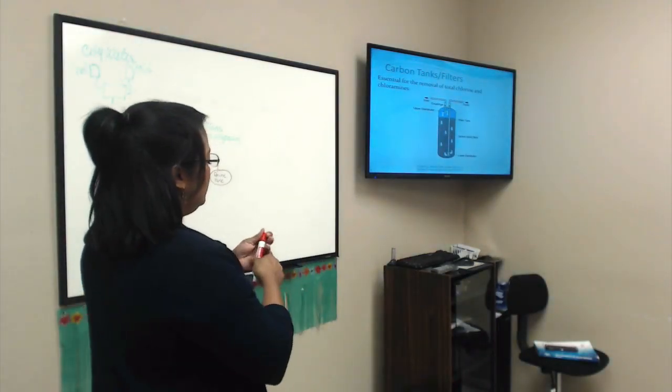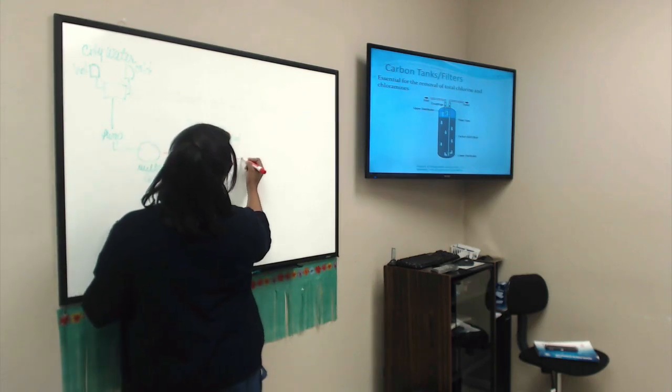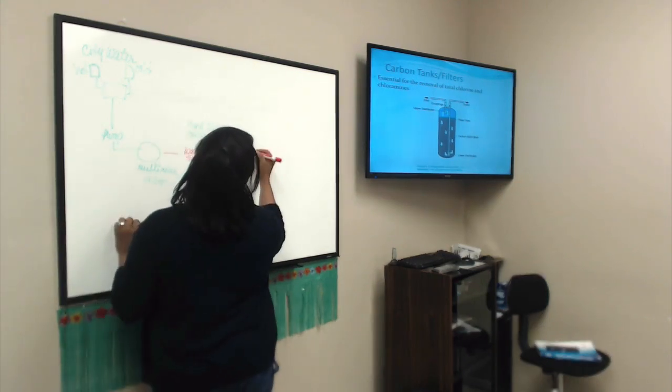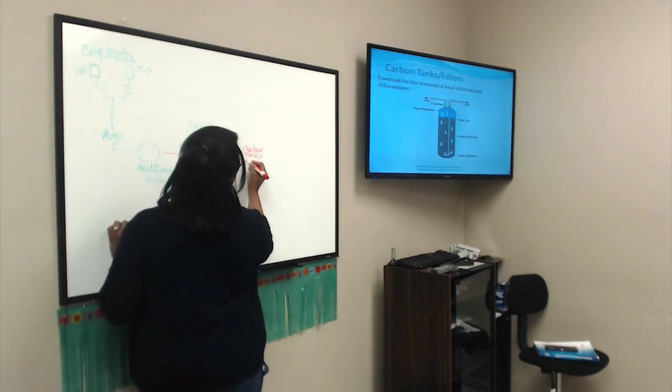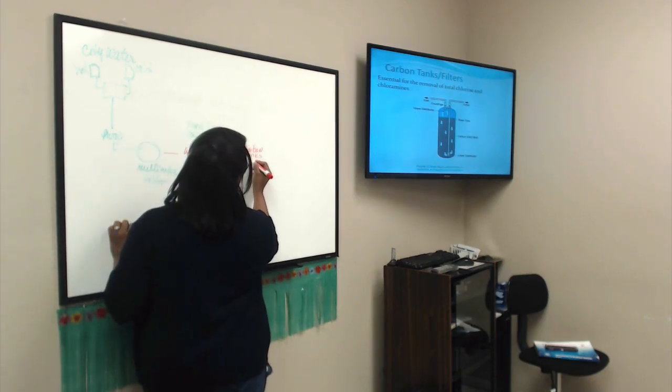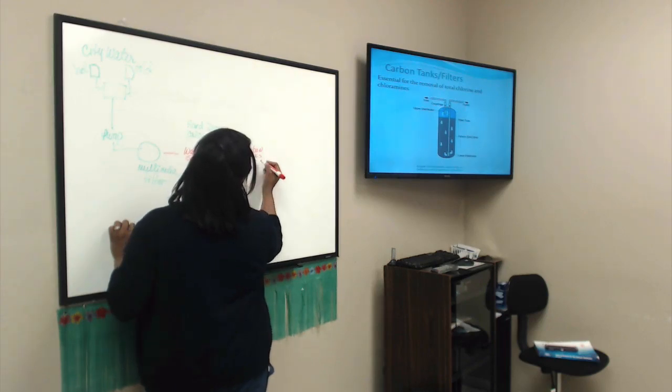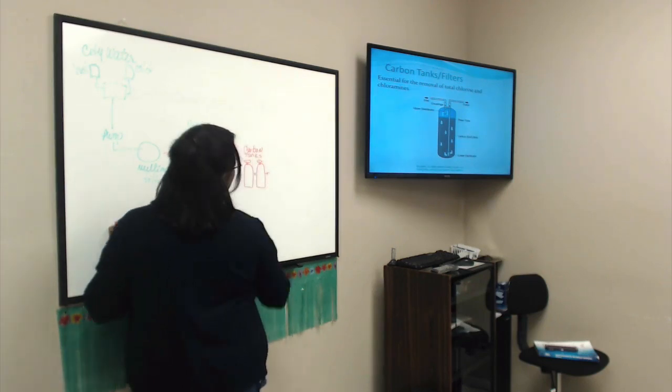Okay. Next up, these are the carbon tanks. Okay, guys, I call these the twins, because we have two of them.